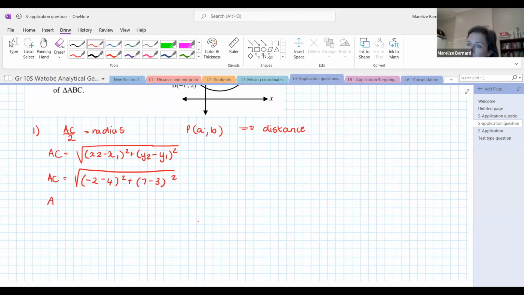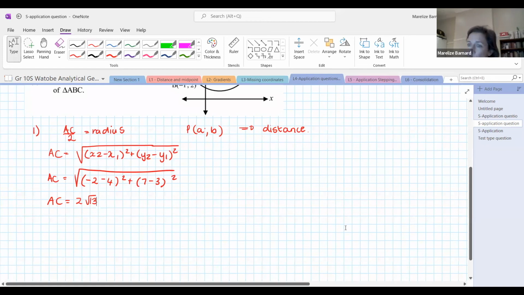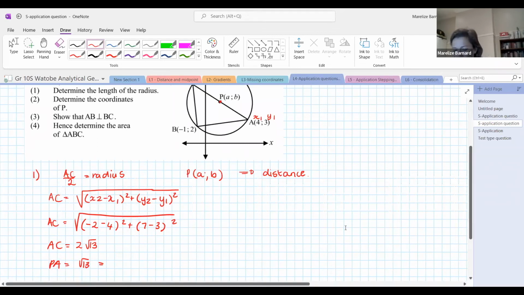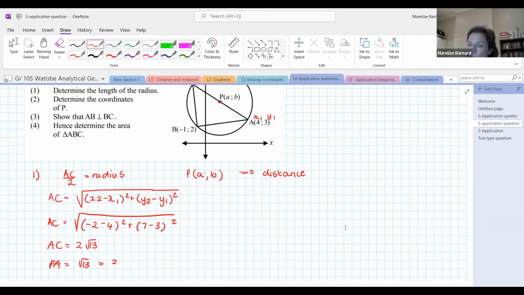When I work that out on my calculator, I get for AC, 2 root 13. But I don't want AC, I need the radius. So PA is half of that, which is root 13, which some of you have rounded off. Root 13 is 3.61. So 7.2, all the other answers, guys, those are not correct.